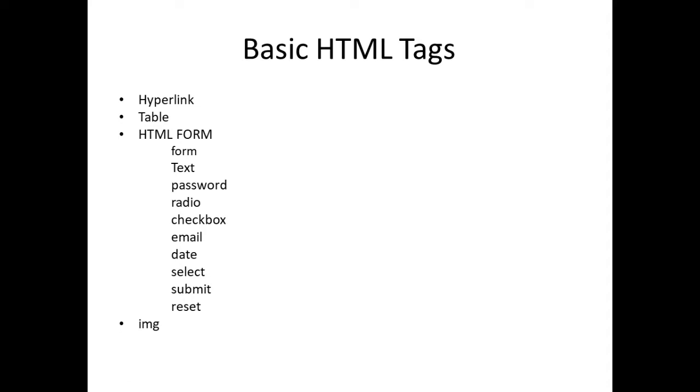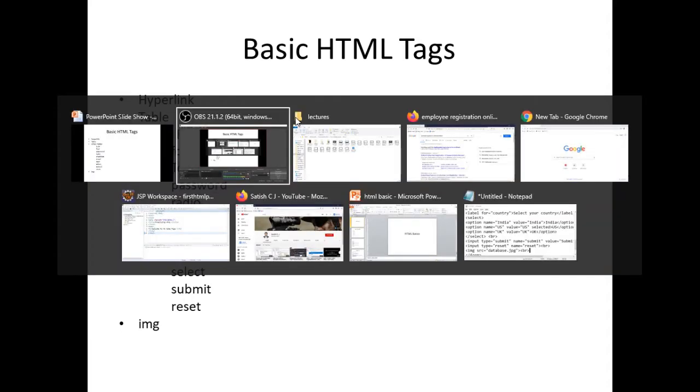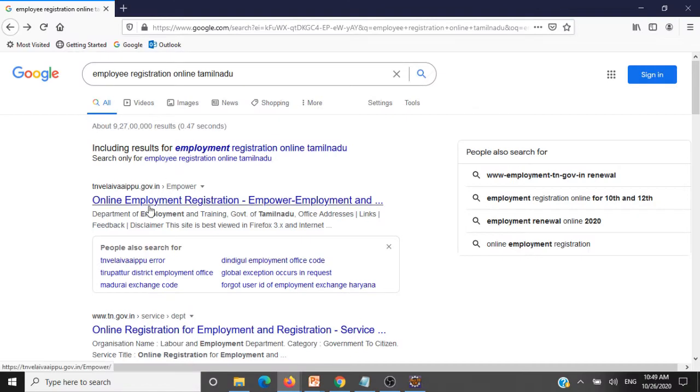Let's start with hyperlink, then go to table, and then we'll understand how to create an HTML form. Even before looking into these things, let us take a look at a live application, a real application. For this, I have selected an online employment registration web application of Tamil Nadu government. Let's click on this and see what a web application contains. We all are used to using web applications, but still, let us take a look at a live web application hosted on a server now.